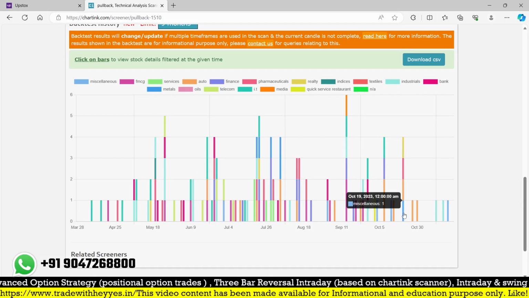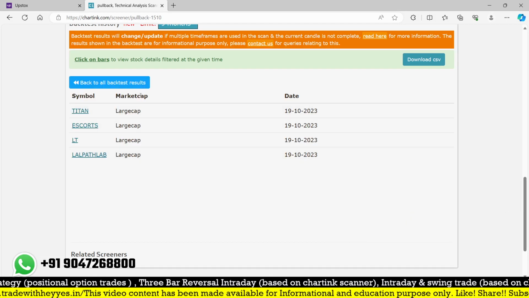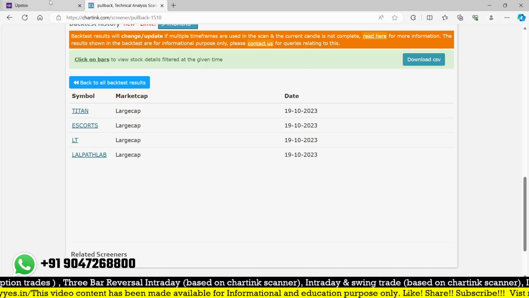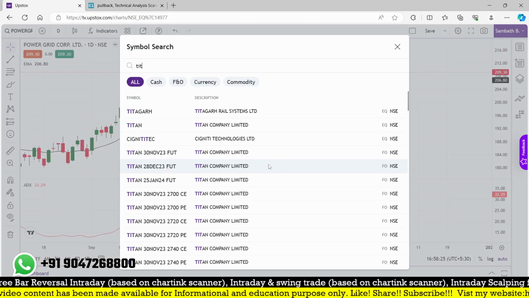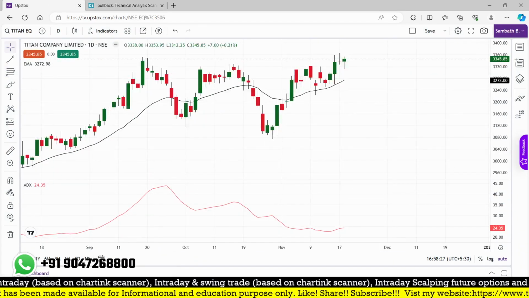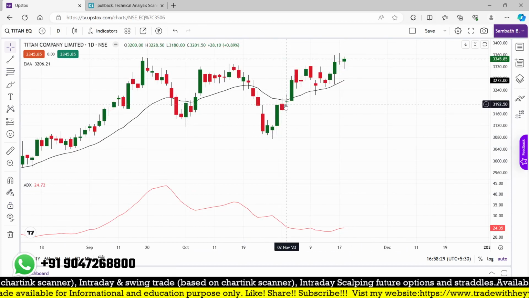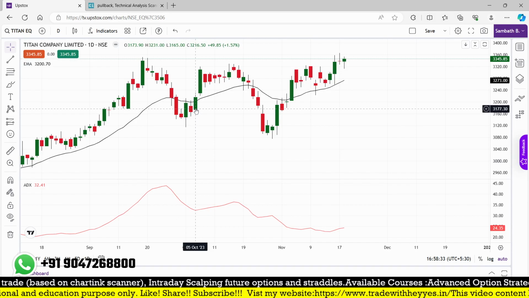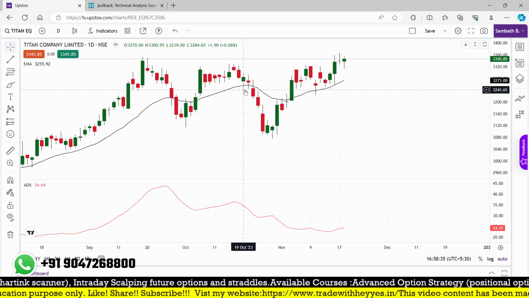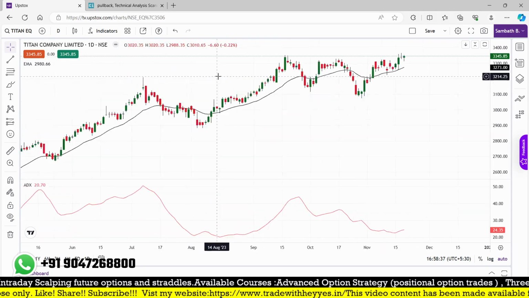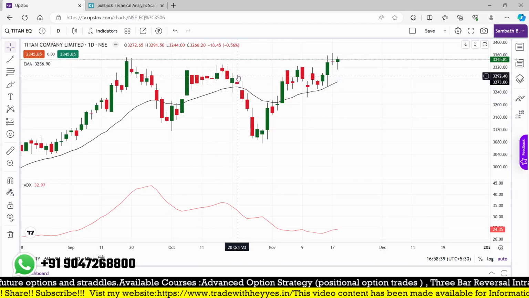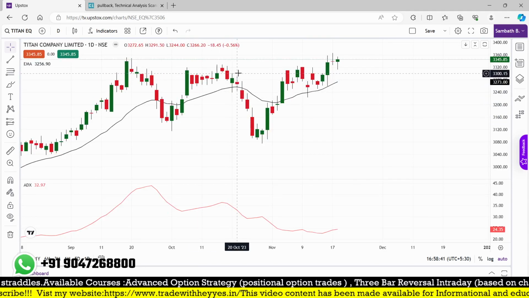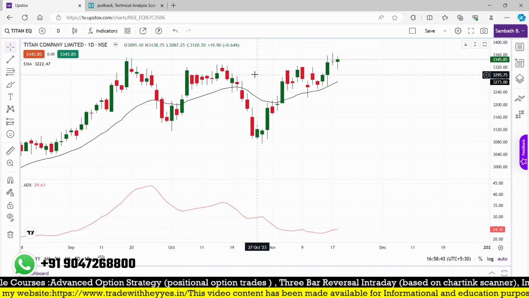I'll go to check previous ones. October 19, Titan, Escorts 1910. Okay, so let me go for Titan, 1910. What is 10? 19 October. Maybe this one. So here it is a trend. Okay, so here is the point. This high should be my opportunity. Okay, but recently it has not broken.